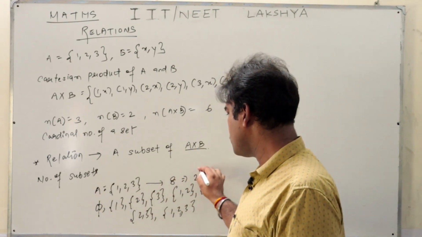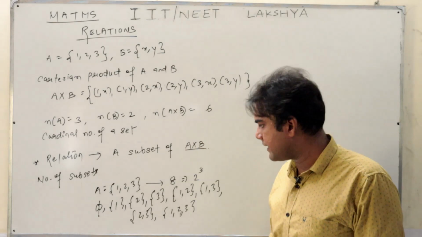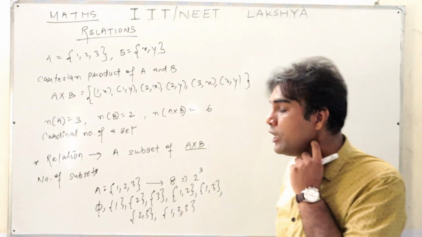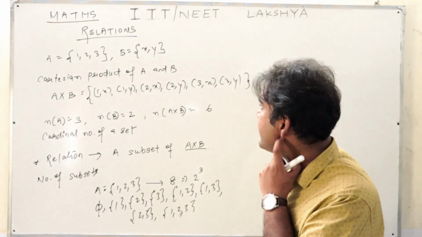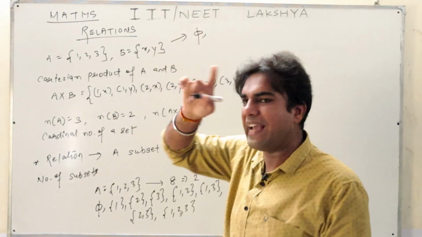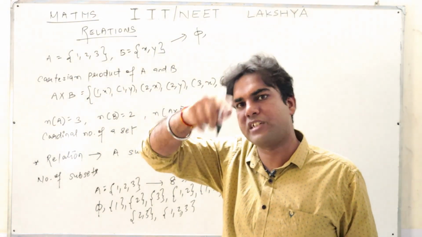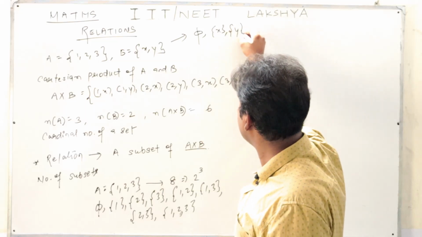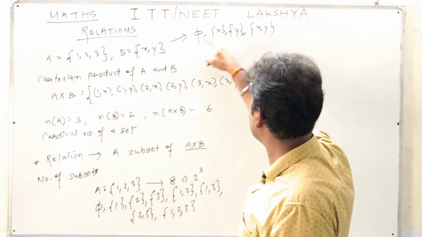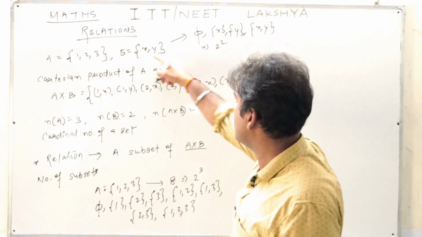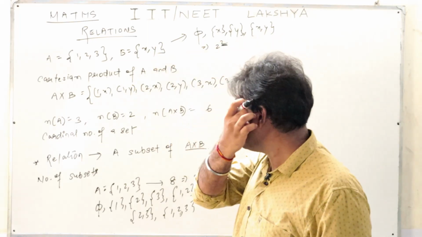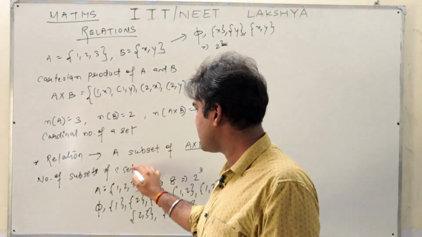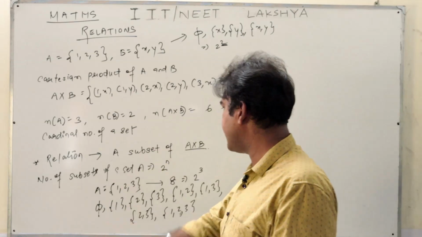This is nothing but 2 to the power 3, since 3 elements are there. Similarly, in your set B, how many elements are there? X and Y. If you want to calculate the number of subsets, it will be: void set, because the void set is a subset of every set and a set is a subset of itself, then X, Y and XY. So 1, 2, 3, 4, which is basically 2 square. So the number of subsets of any set with cardinal number n is 2 to the power n.